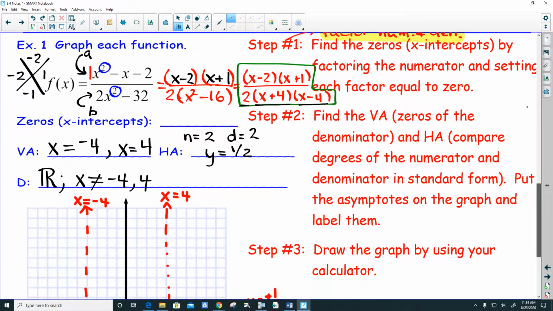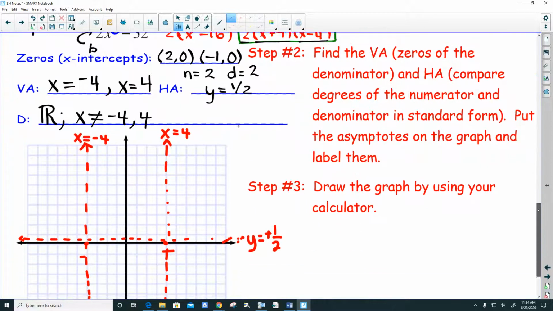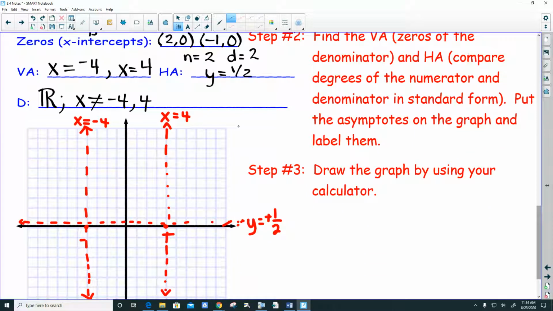So let's look at the numerator for this. In the numerator, we had x minus 2 and x plus 1. So if we set those factors equal to 0, we would get that there is going to be an x-intercept at positive 2, 0, and another one at negative 1, 0. Okay, when you found those, go ahead and place those points on your graph. One at positive 2 and one at negative 1. We know the graph is going to cross the x-axis in those 2 spots.